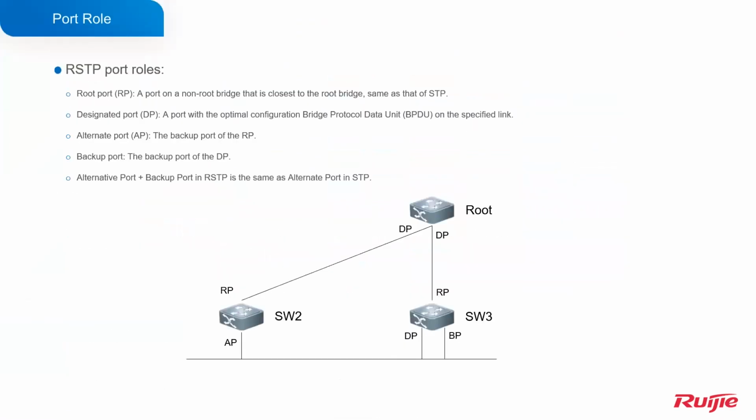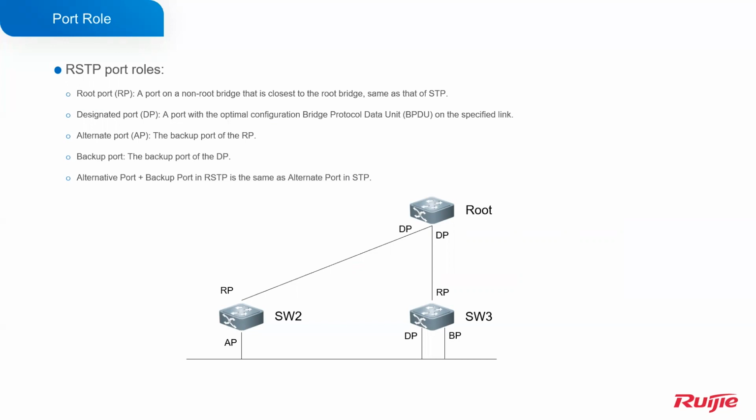Next, RSTP has more port roles. Except the RP, DP, AP, we have a backup port, the backup of the DP. Let's see this case. Alternate port is a backup of RP. Backup port is a backup of DP. So the alternate port and backup port in RSTP are the same as the alternate port in STP.